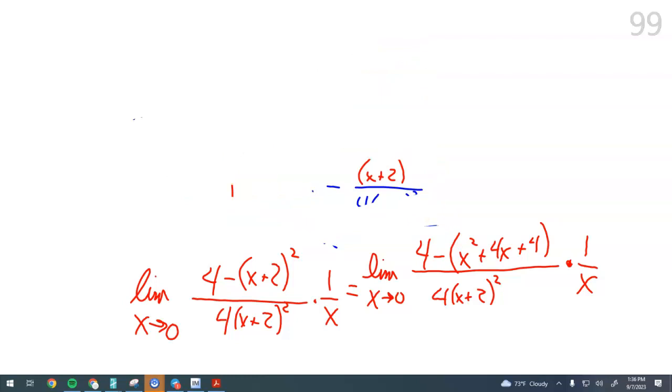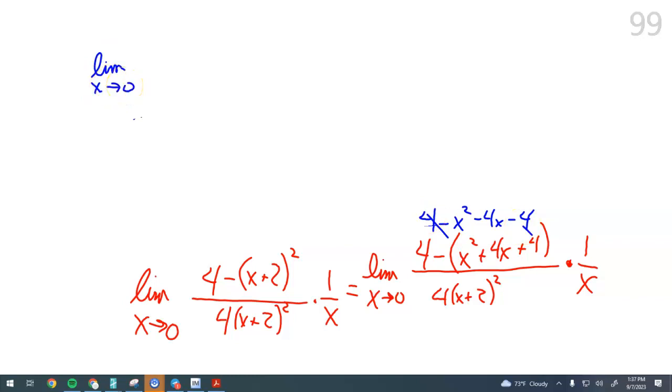Questions on up until here? So then, on the top, this is really like 4 minus x squared minus 4x minus 4, right? So those 4's will go away. So I really have negative x squared minus 4x over 4 times x plus 2 squared. I still have that times 1 over x.